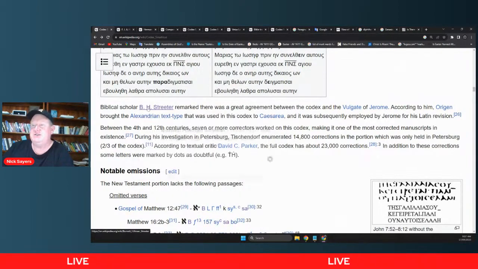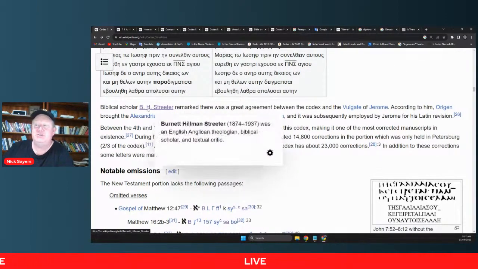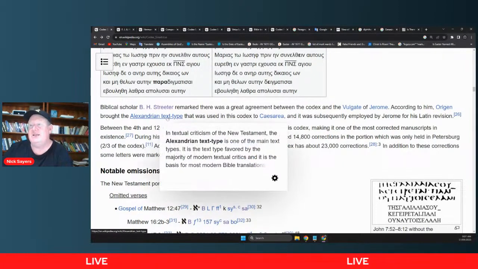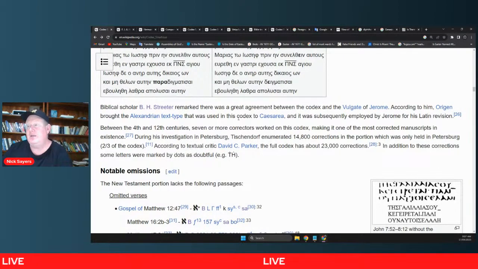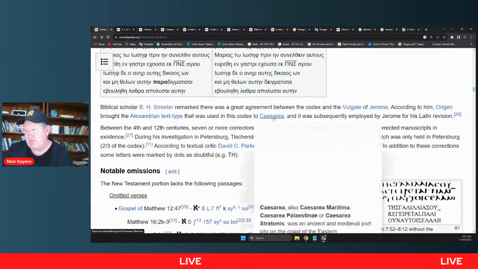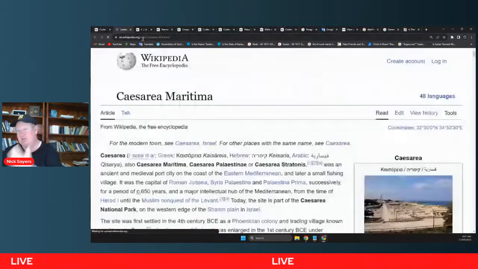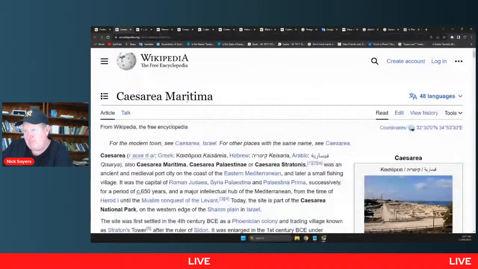So B.H. Streeter, that was Burnett Hillman Streeter, remarked that there was a great agreement between the Codex and the Vulgate of Jerome. According to him, Origen brought the Alexandrian text type that was used in this codex to Caesarea. Okay, so let's look at where Caesarea is, because this gets mentioned quite a bit. Caesarea Maritima.